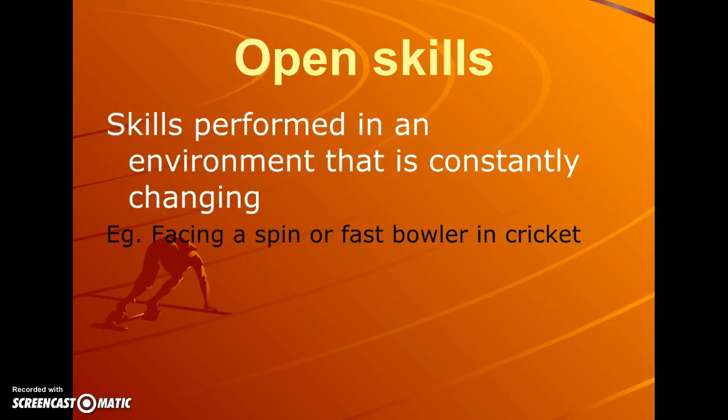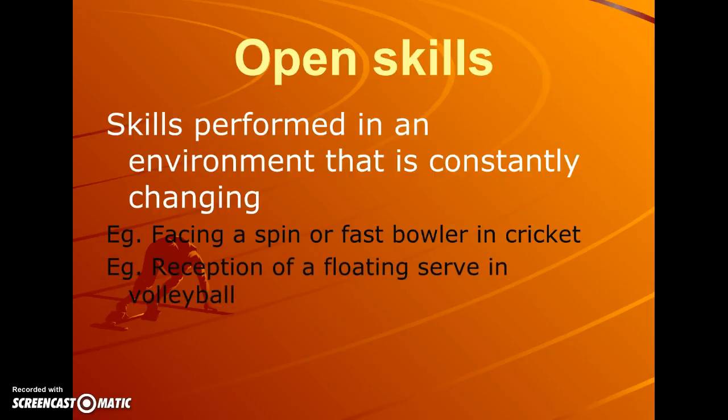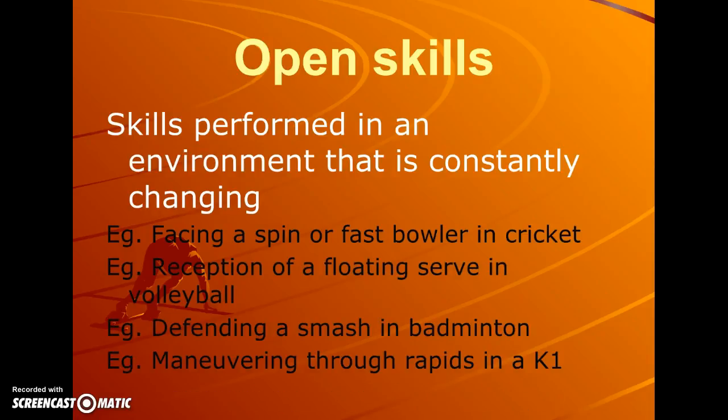Some examples include facing a fast bowler in cricket, receiving a float serve in volleyball, defending a smash in badminton, and manoeuvring through rapids in a K1. So in each of these different examples, either the environment is constantly changing or there are a number of different variables that the learner must attend to before performing the skill.